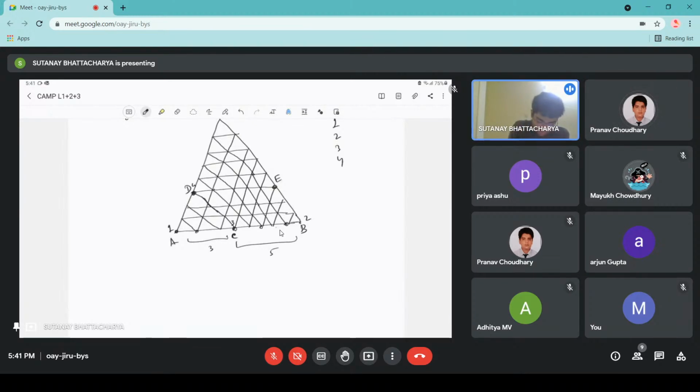Actually, since one of you mentioned this point, there is something we can say about this point E. What is it? Yeah, this is 3. Correct, because it can't be 2 because this is 3 units distance from here. This can't be 1 because this is 7 distance away from here. This can't be 4 because D and E are 5 units apart. So this has to be 3.